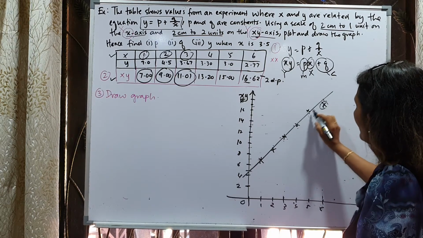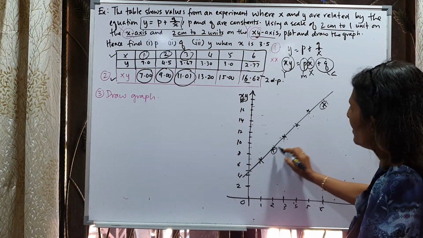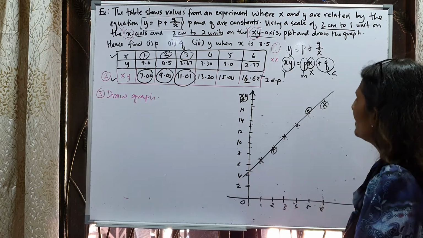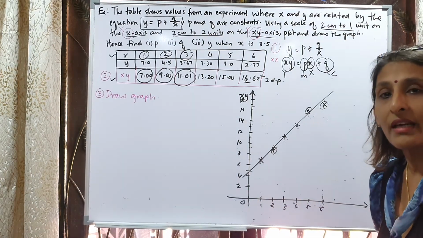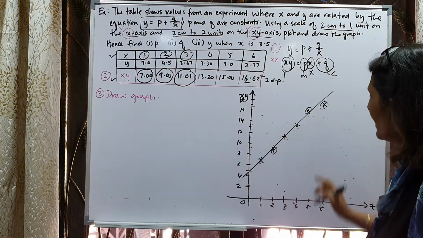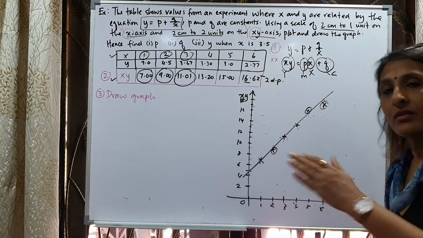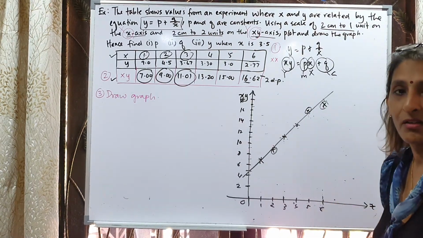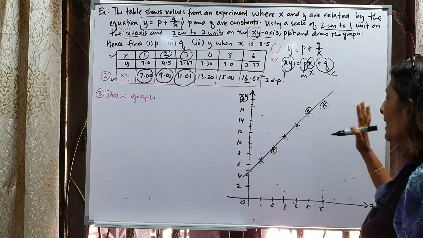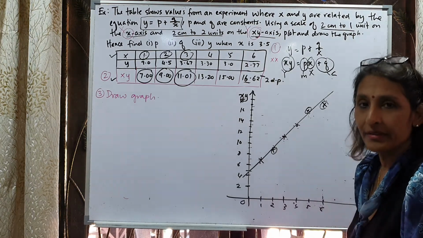Alright, so now you look. Here you have one coordinate. Here one more below and one above. So they are balanced. So you got line of best fit. Okay, 3 points on the line, 2 below, 1 above is well balanced. So this is called a line of best fit. Okay, now you are done already with drawing the graph.